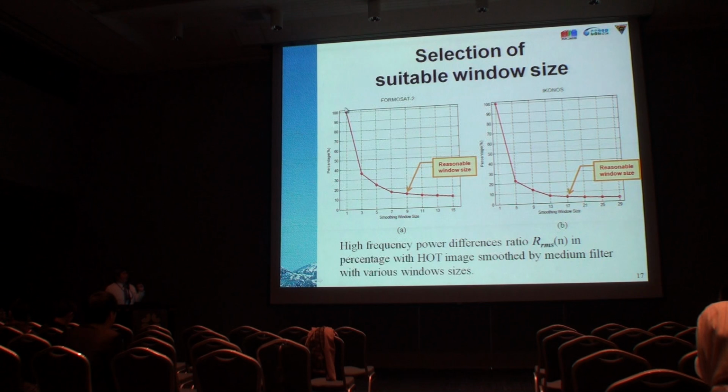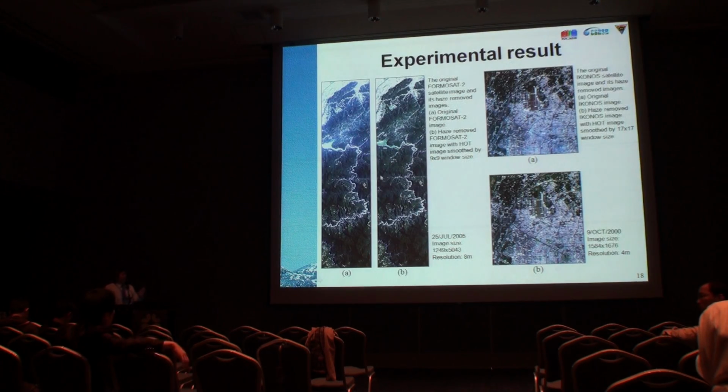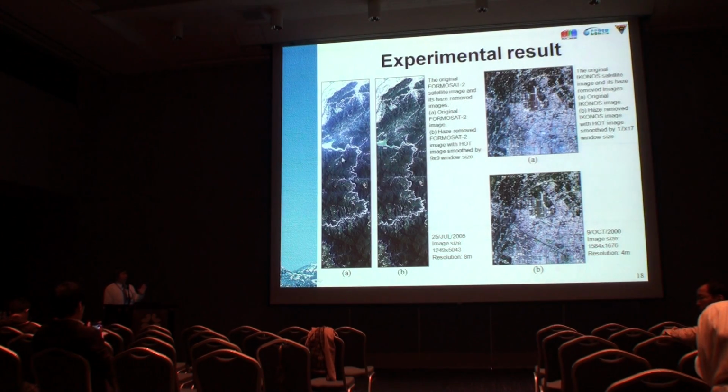In this chart, 100% means there is a lot of noise in your high frequency part. Once the noise in your high frequency part is very low, and it is not changed, the same as your original one, then maybe this is a good result for haze removal. So here is the original image, and here is the haze removed result. In this case, for one image, we see that a 9 by 9 window size is more suitable, but for ICRS it should be increased to a 17 by 17 window size.